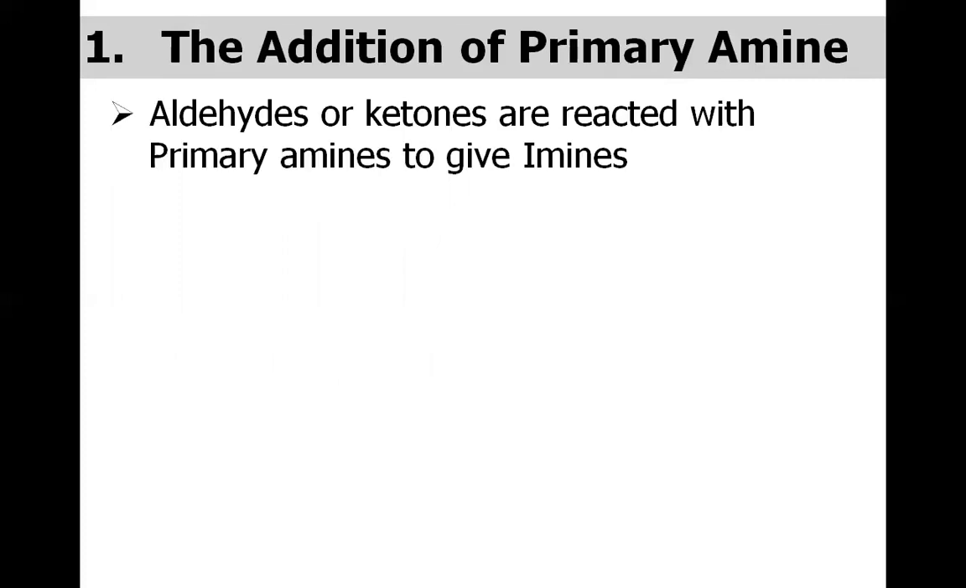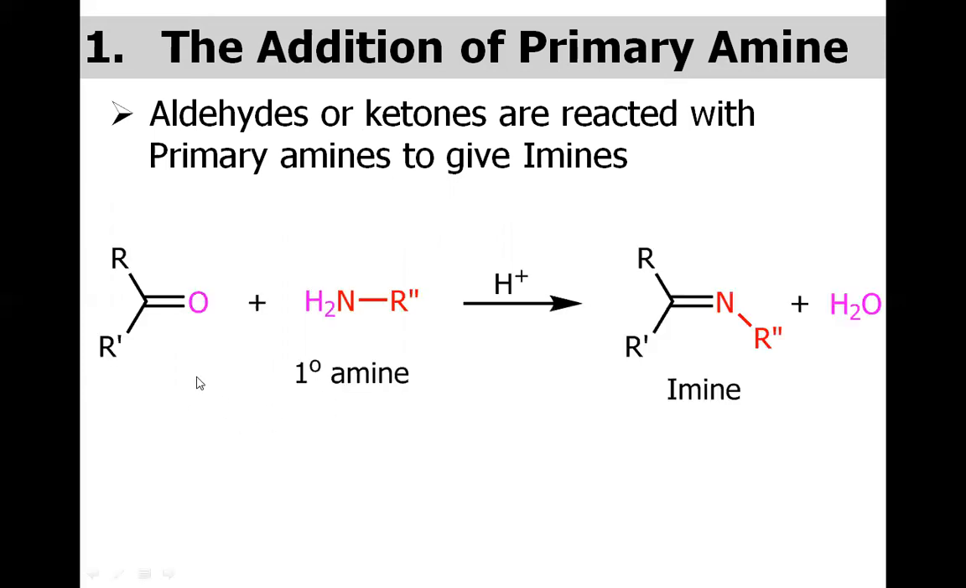Aldehydes or ketones are reacted with the primary amines to give imines. So this is the general reaction. This is the aldehyde or ketone when reacted with primary amine. In a simple condensation reaction, we have this imine. This C double bond N is called imine, and the byproduct is the water. You could simply see these pink two hydrogens and this oxygen. They made the water molecule, and this red colored nitrogen has been replaced with this oxygen. So this is the overall condensation reaction. And this C double bond O, which is called the carbonyl, has been converted into the C double bond N, which is called the imine.